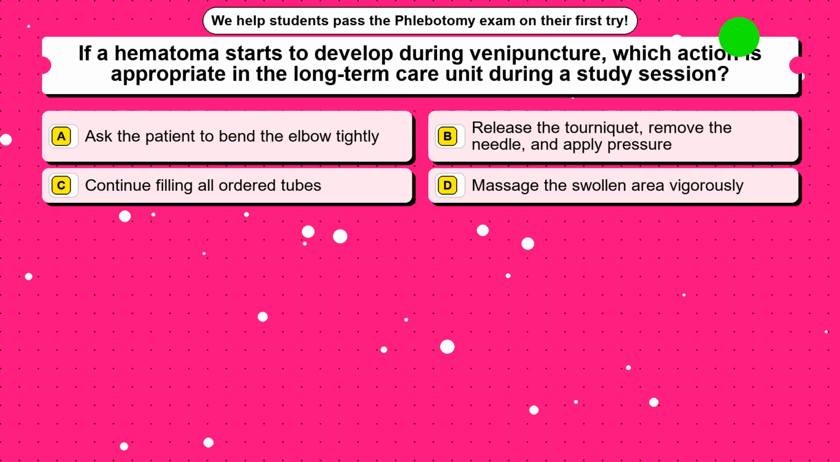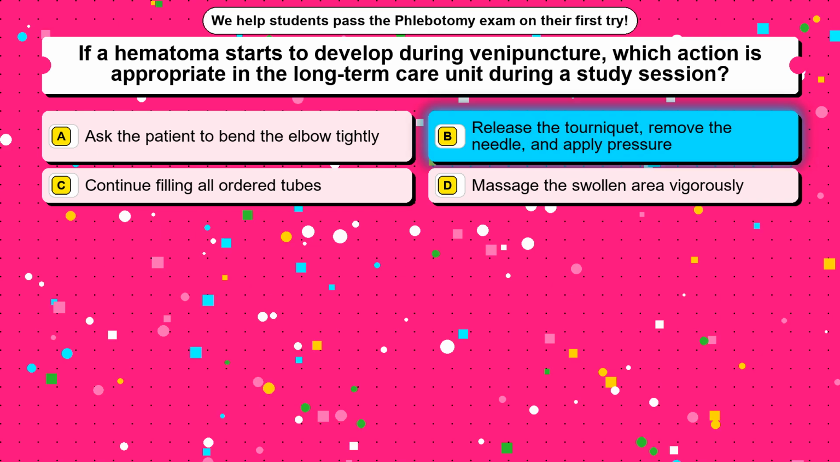Question 47. If a hematoma starts to develop during venipuncture, which action is appropriate in the long-term care unit during a study session? Option A. Ask the patient to bend the elbow tightly. Option B. Release the tourniquet, remove the needle, and apply pressure. Option C. Continue filling all ordered tubes. Option D. Massage the swollen area vigorously.